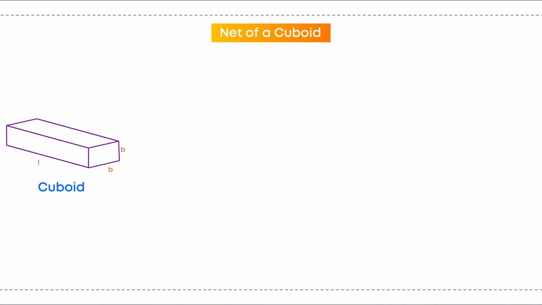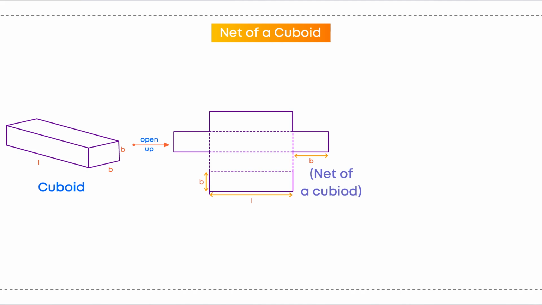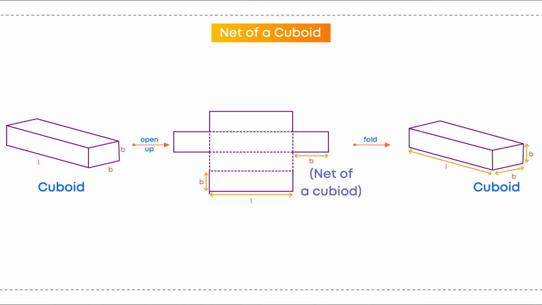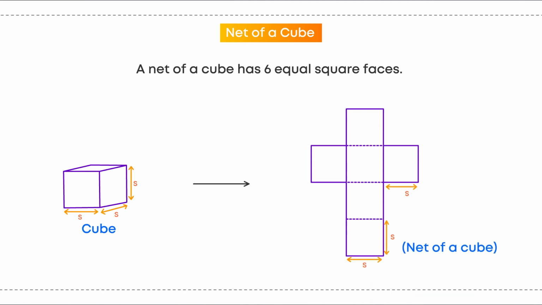Cuboid. Open up cuboid. Net of a cuboid. Cuboid. Net of a cube. A net of a cube has 6 equal square faces. Cube. Net of a cube.